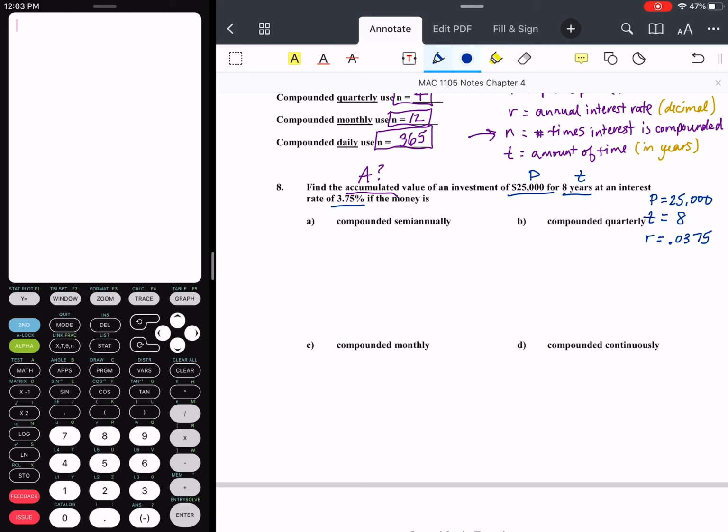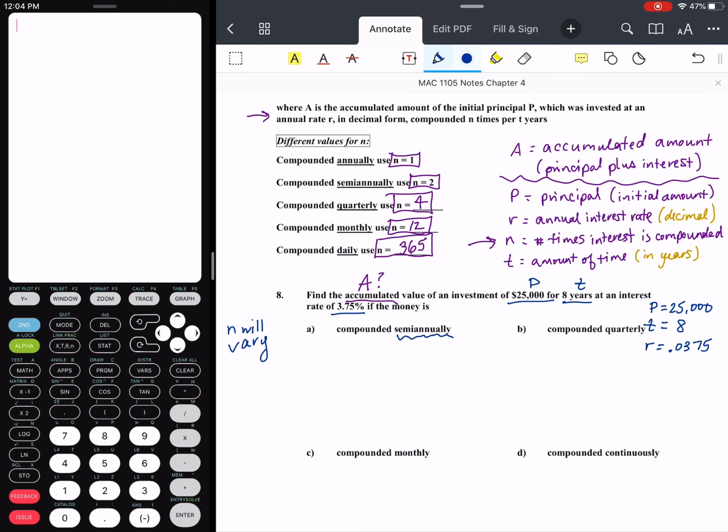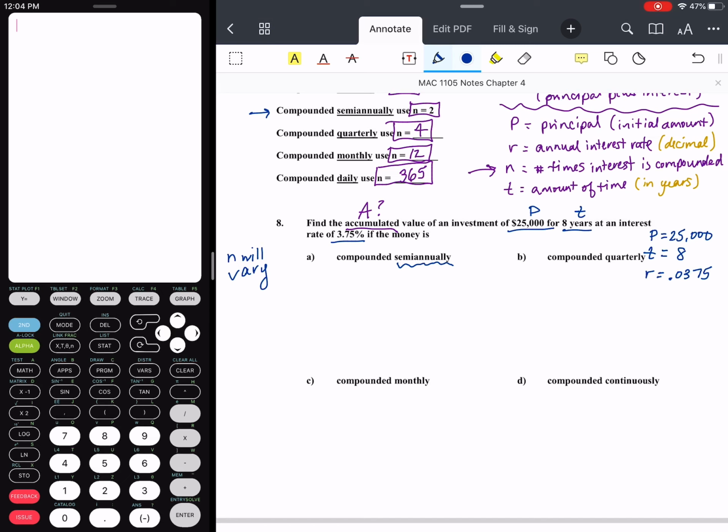And then it says if the money is compounded semi-annually in question A, and then we change the compounding for B, C, and D. So n will vary across these examples, okay? So in part A, compounded semi-annually, let's go back to that chart. Semi-annual compounding, n equals 2. So we're going to use n equals 2 along with all of these values that we already came up with.